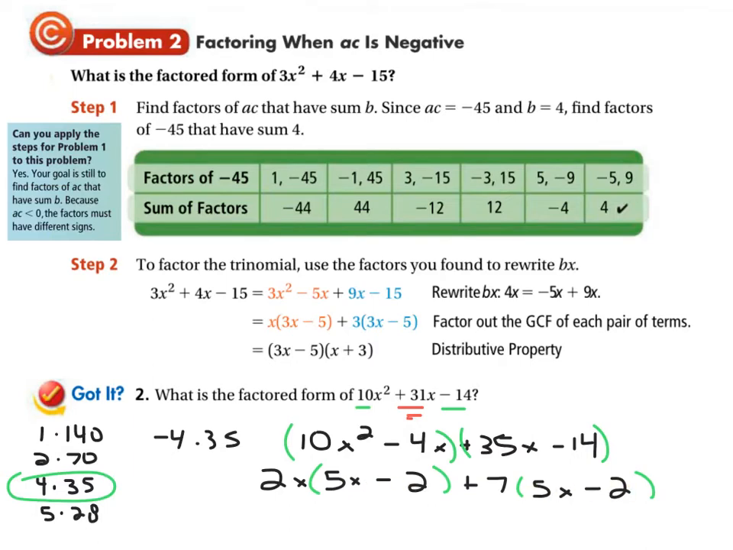So that's one of the binomials, 5x minus 2. What's the other binomial? It's the two parts that got factored out. It's this part here, 2x, and this part here, 7. 2x plus 7. Sorry, that's a little bit messy. You can do better.